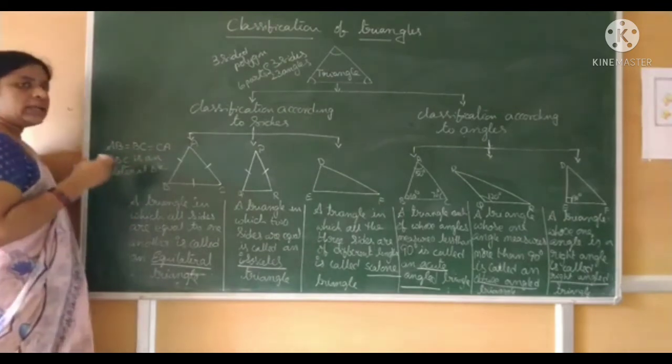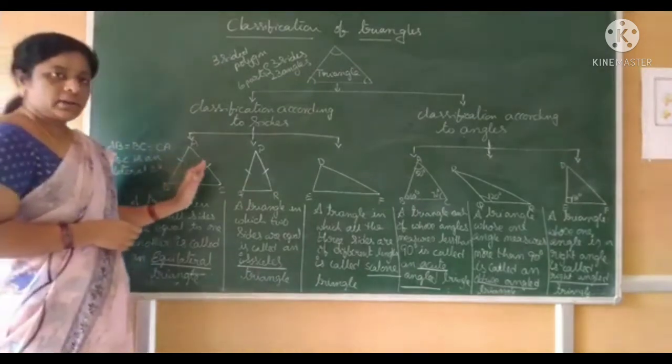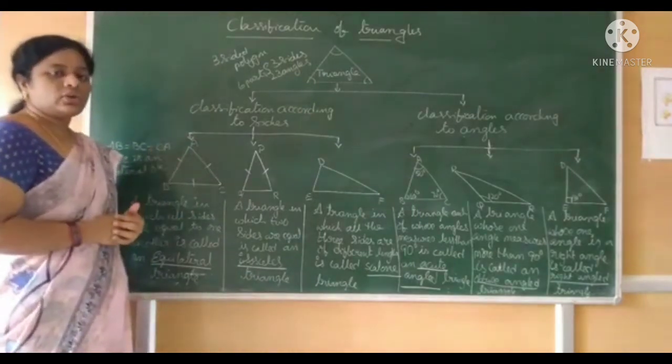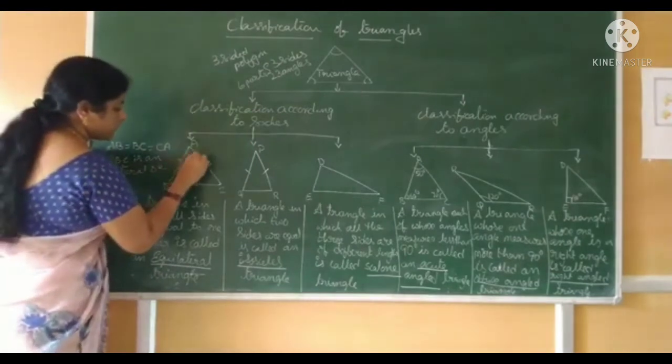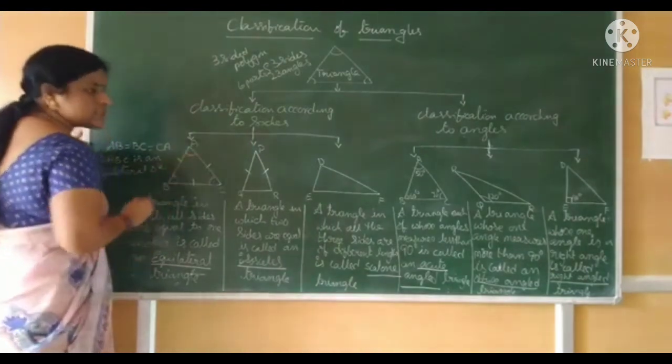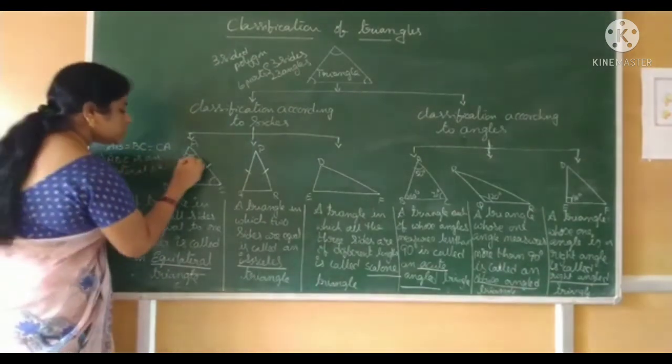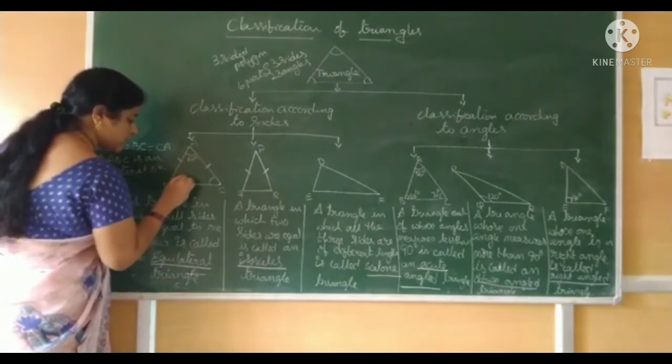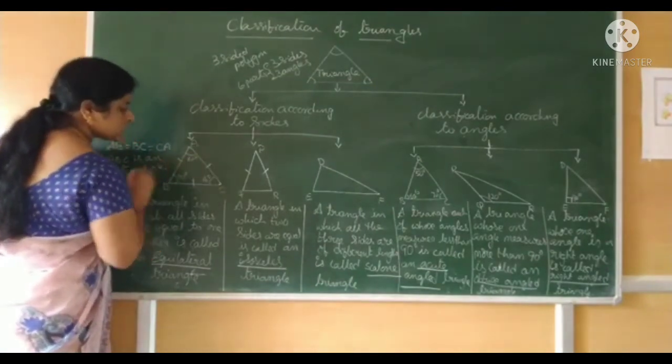And one more: in an equilateral triangle, all the sides are equal, so angles are also equal. In an equilateral triangle, all the angles are equal and each measures 60 degrees.